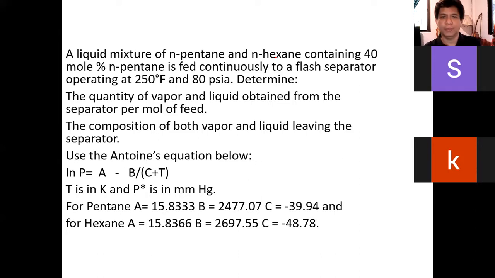Okay. You have normal pentane and normal hexane. Not unlike your isooctane sa gasoline. Di ba yung isooctane, meron siyang branch? It contains 40 mole percent pentane, fed continuously to a flash separator. So a flash separator is a liquid-vapor separator. It's also a flash distillation column operating at 250 degrees Fahrenheit and 80 psia. So you need to determine the quantity of vapor and liquid obtained from the separator per mole of feed, and the composition of both vapor and liquid leaving the separator.